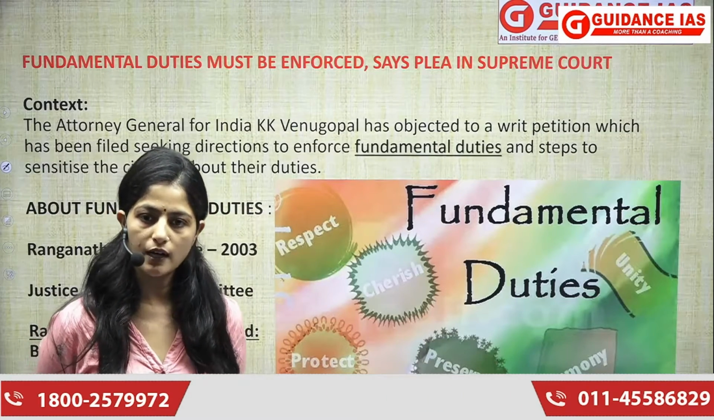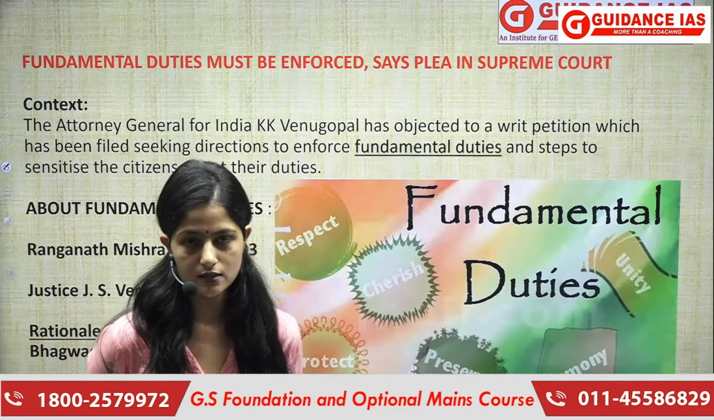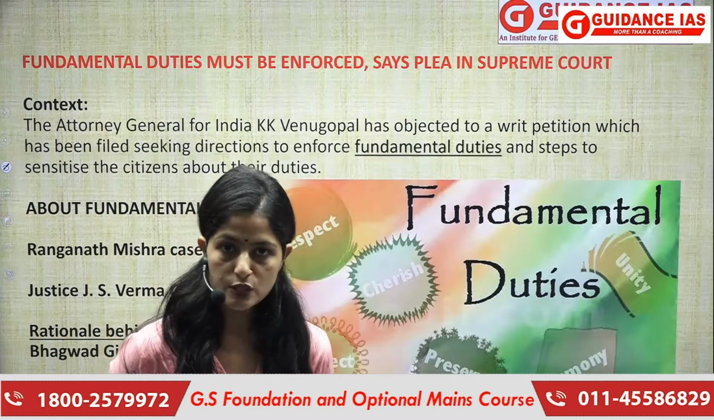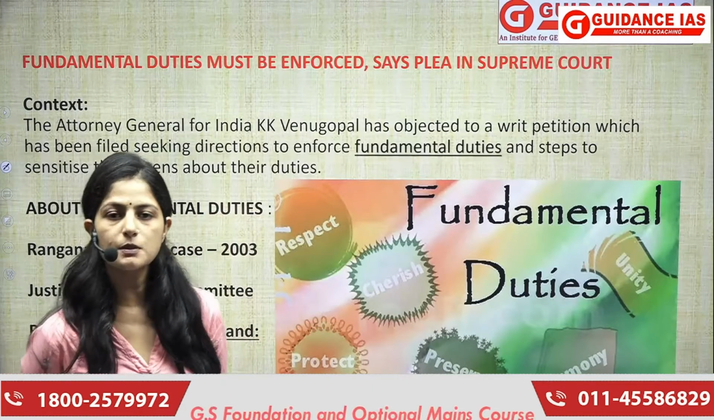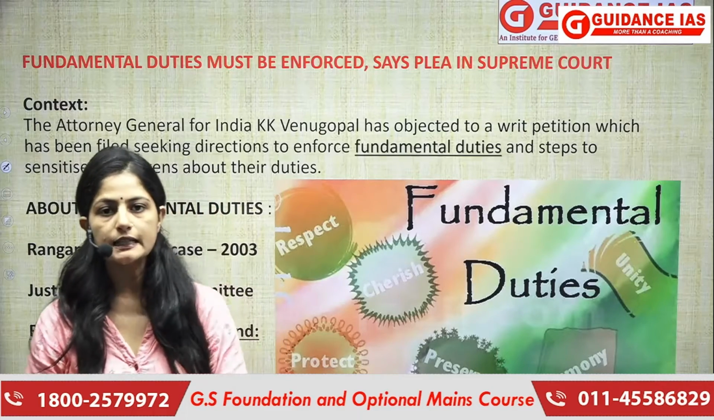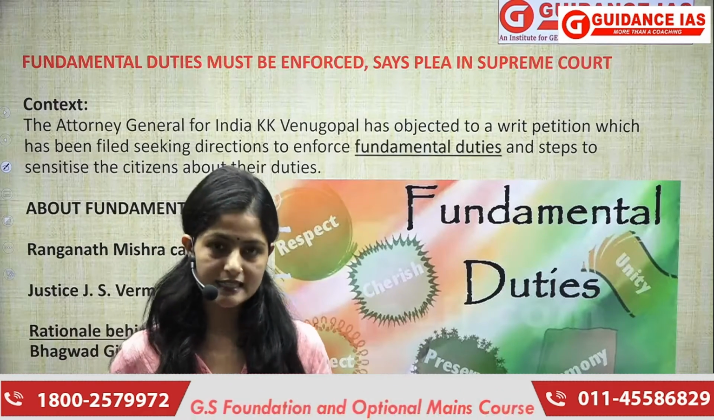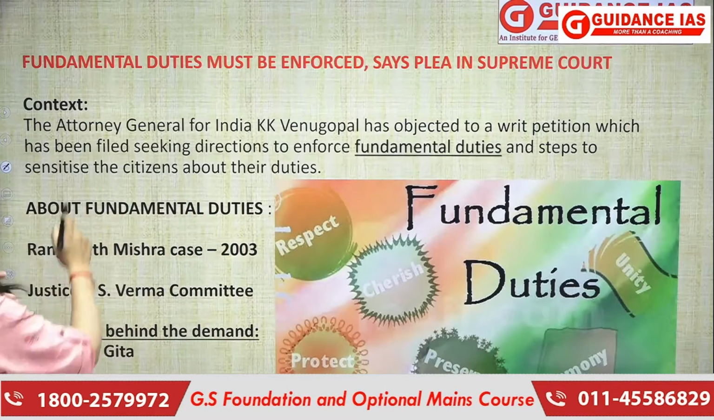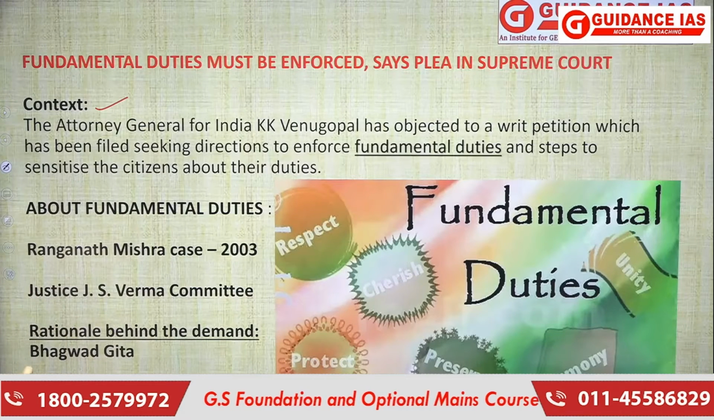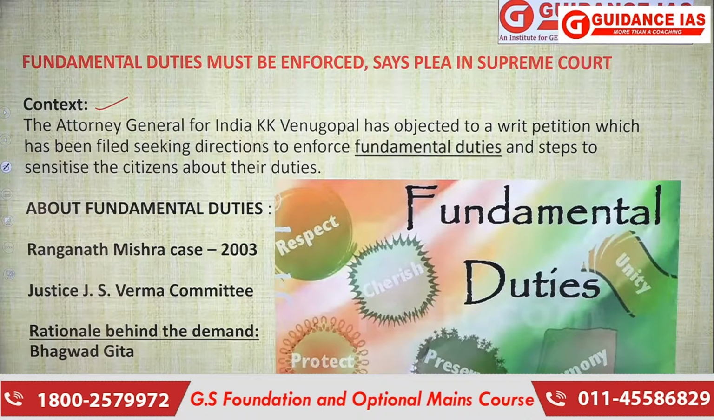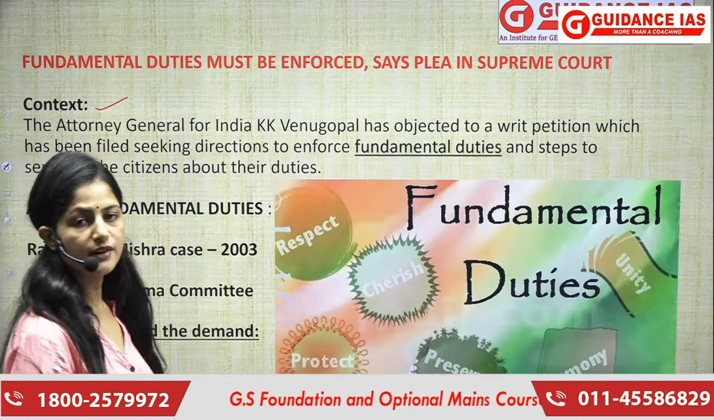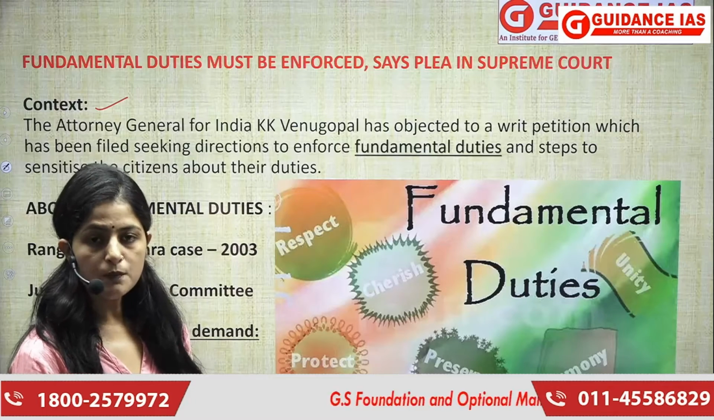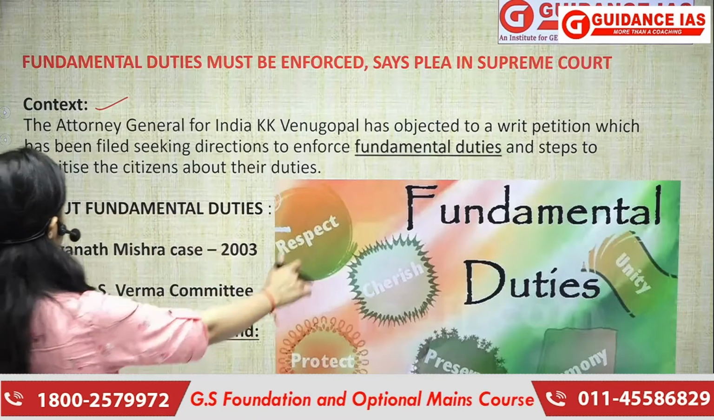Let us first understand the contextual part of it, because that has always been our approach. We'll continue with the same approach. We understand the context, then we'll move on to the static portion of it, wherein I'll be making you understand where exactly it lies in the Constitution and what exactly are the provisions or the duties and everything about it, right? So let us first try and understand the context. The Attorney General recently had objected to a writ petition. I have just told you that there was a writ petition filed in the Supreme Court, which pleaded for the fundamental duties to be enforceable in the court of law. So this was the precise context.